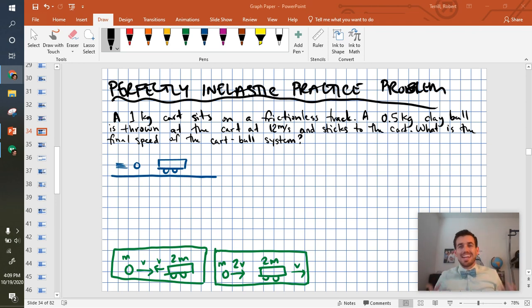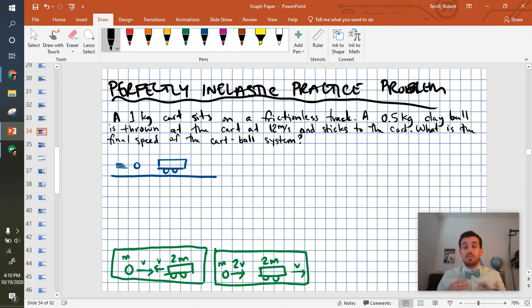Okay, so let's look at an example problem. I haven't actually talked about the types of collisions yet, but I am going to introduce one of them right here. So this type of collision is a perfectly inelastic problem. And what we have is a 1 kilogram cart sitting on a frictionless track. A clay ball hits it, it sticks, and we want to find the final speed of the cart ball system. It looks like it says cart ball system.